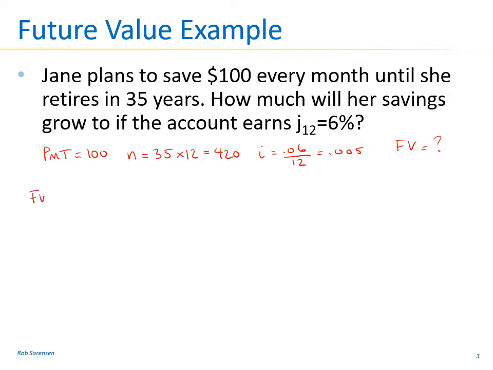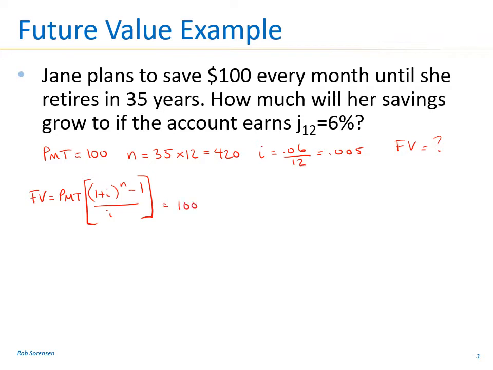Here's the formula that I had on the previous slide. Payment times [(1 plus i) to the power of n, minus 1], all divided by i. Now I'm using square brackets for the bigger set of brackets. They don't mean anything different than ordinary brackets, so don't worry about that too much. Let's plug the values in here.